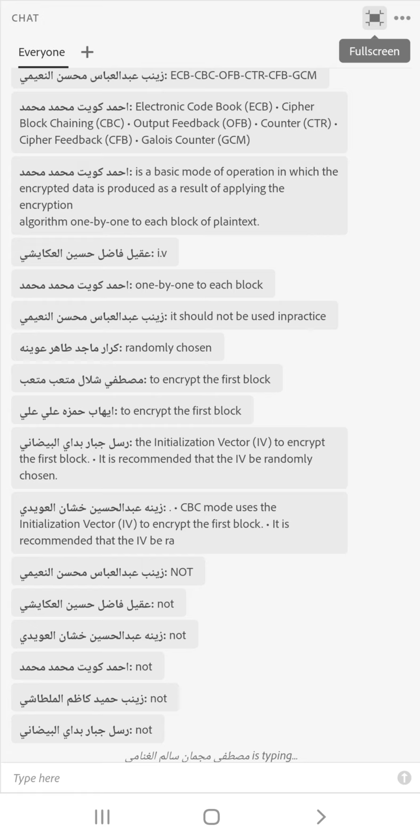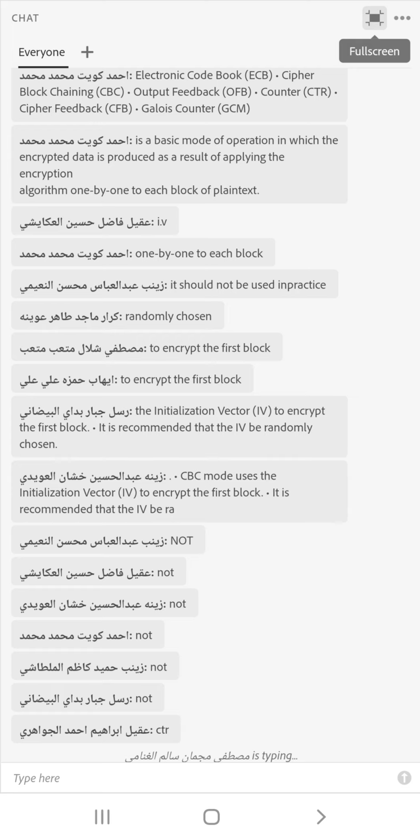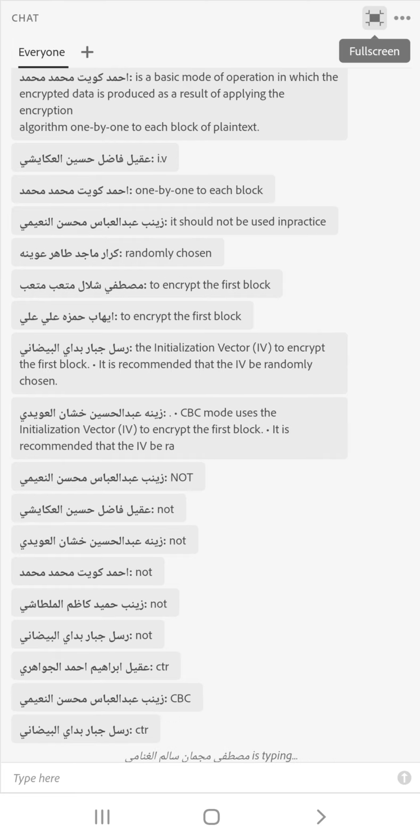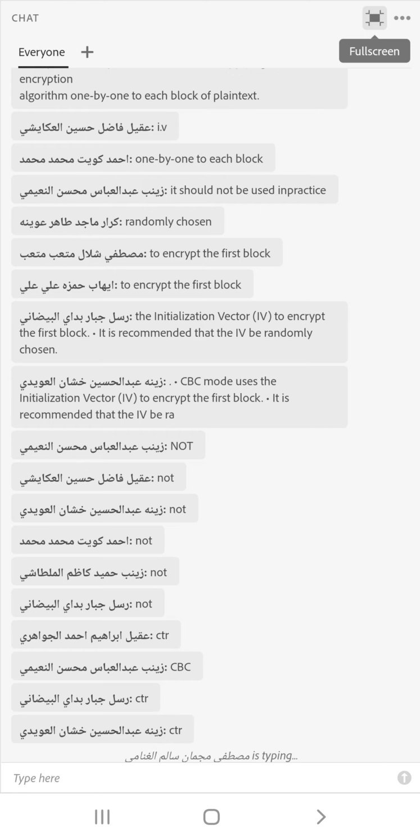In which mode of operation is the block cipher used as a stream cipher? Yes, that's right. Adil Ibrahim, it's the CTR mode. Okay.